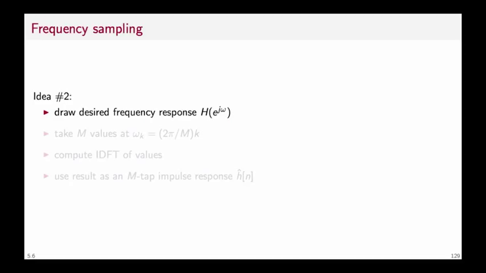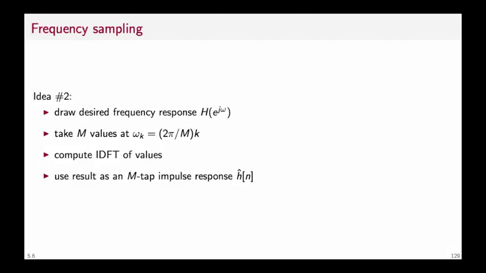Let's move on now to a new method to approximate an ideal filter, called frequency sampling. The idea here is to say, what if we draw the desired frequency response in the frequency domain? Then what we do is we sample this frequency response at regularly spaced intervals, and then we compute the IDFT of this value, so the inverse DFT, which we can always do for a finite set of frequency points, and use the result as an M-tap impulse response h-hat[n].